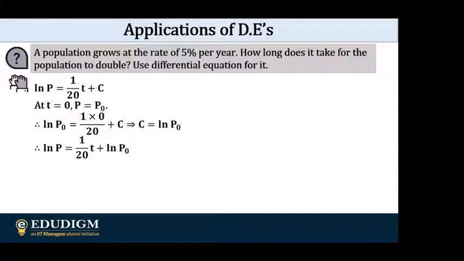How long does it take for the population to double up? So t is this. Simple. I'm taking ln P0 to this side. So this is ln of P by P0, which is division, and again 20 will be taken to this side.